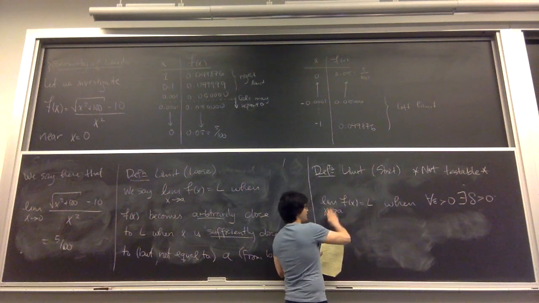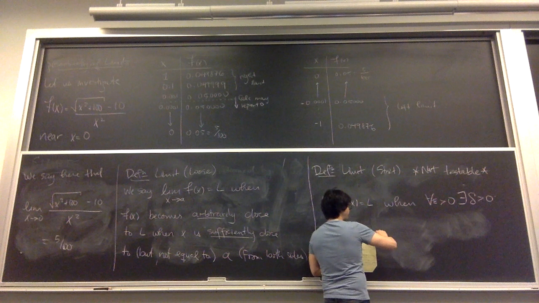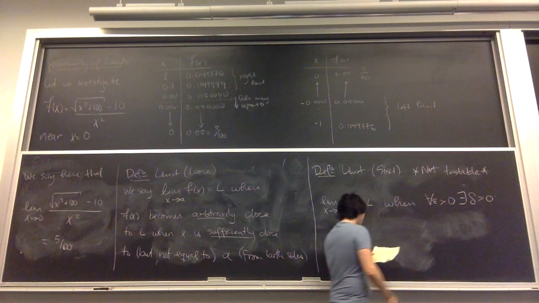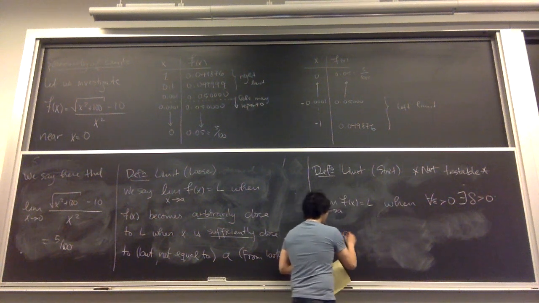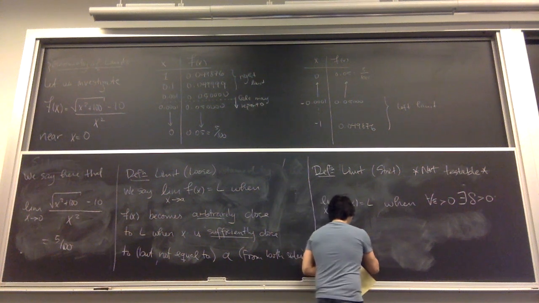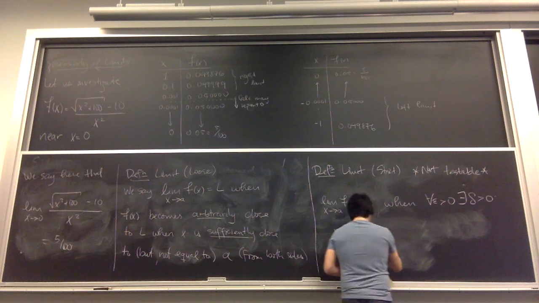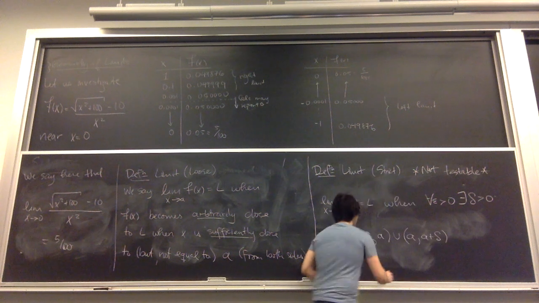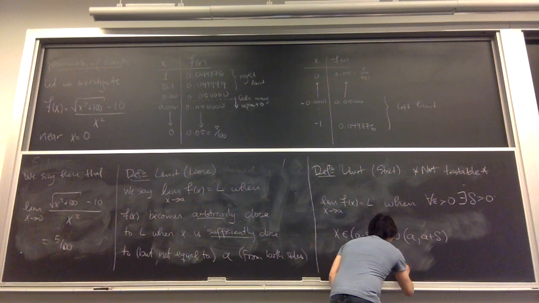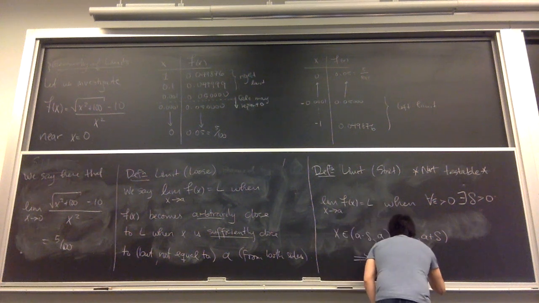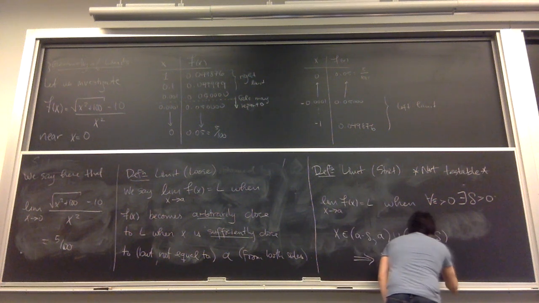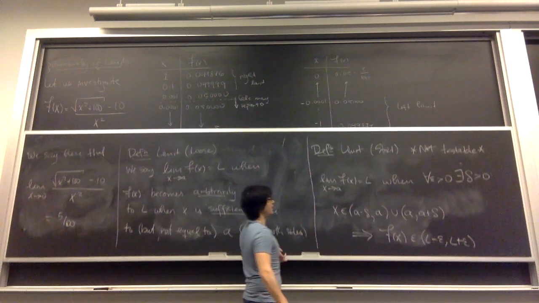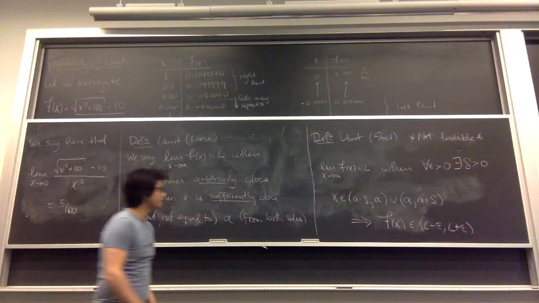So the limit of f of x as x goes to A is equal to L when, for any tiny number epsilon, there is another tiny number delta, such that if x is restricted to this domain, A minus delta union A plus delta, then f of x is going to be restricted to this domain: L minus epsilon, L plus epsilon. Okay, so I don't think this is beyond our ability to comprehend.